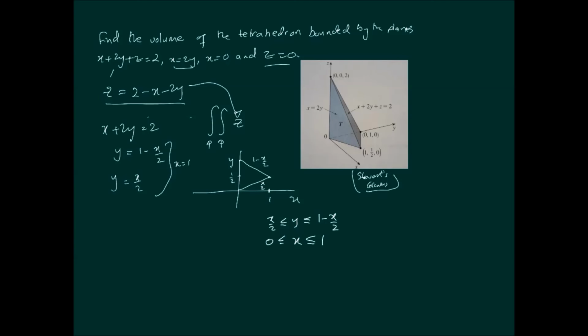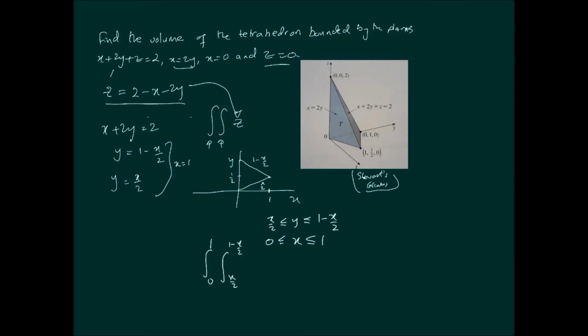And since we have these, we are now in a position to do our double integral. So our double integral now forms as follows. It'll be the x range 0 to 1, the y range from x over 2 to 1 minus x over 2.